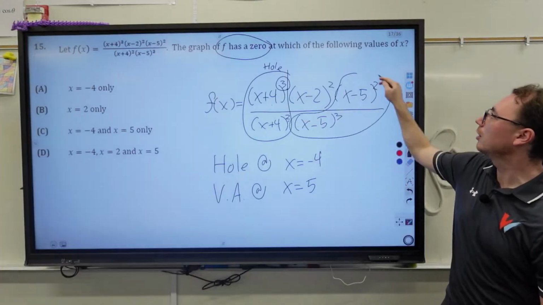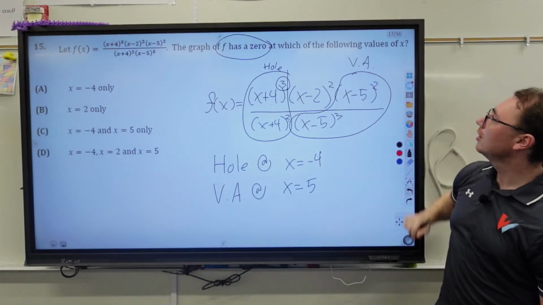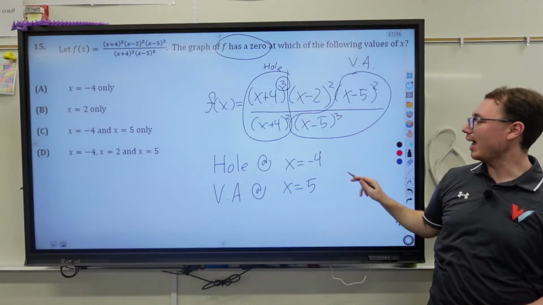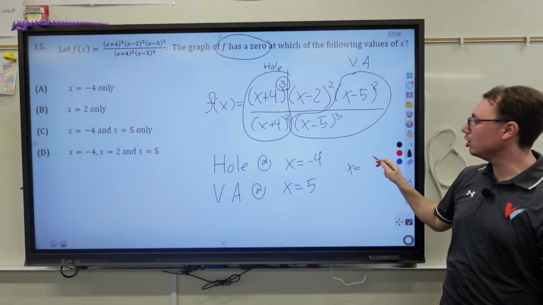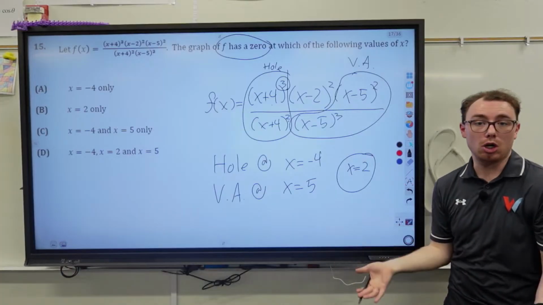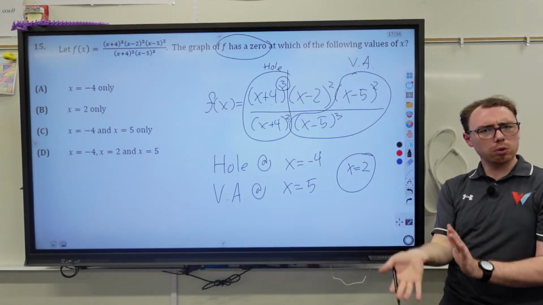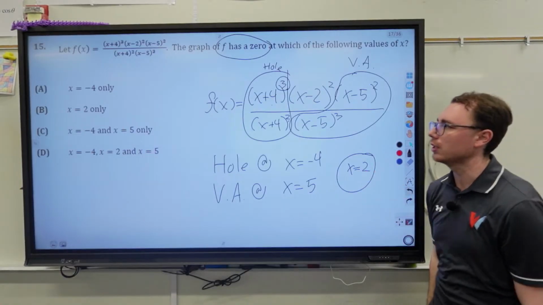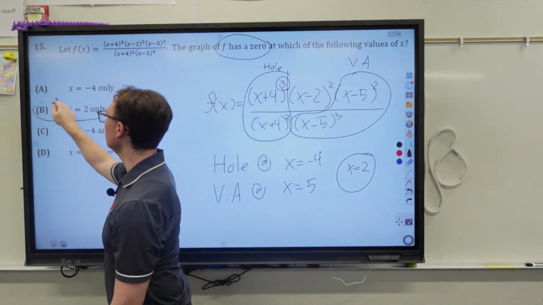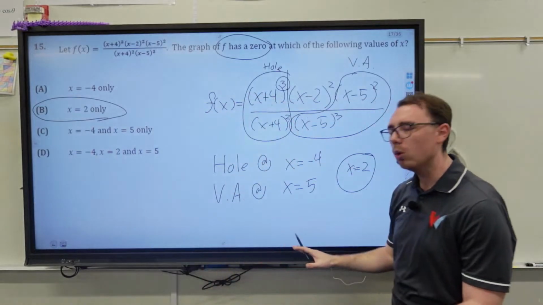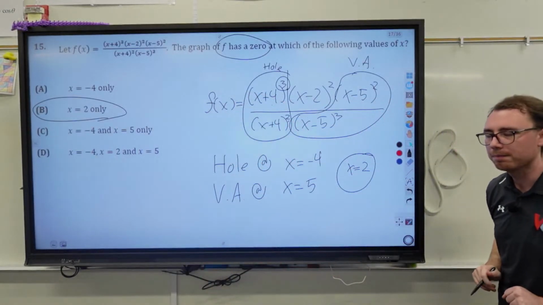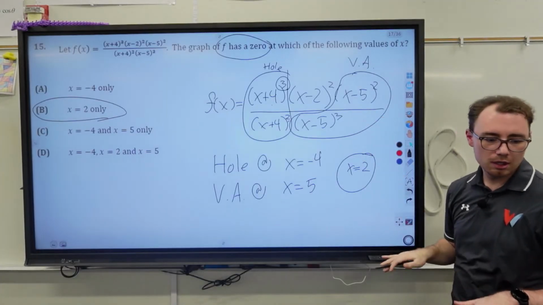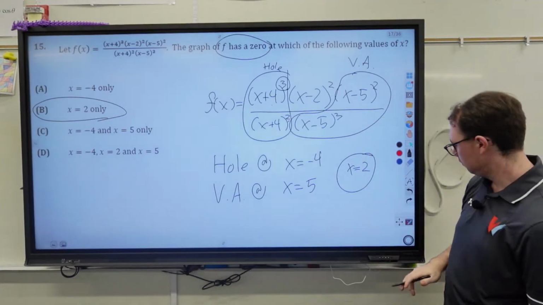This term creates a vertical asymptote, really just leaving us with this factor, where x equaling 2 creates a zero on the graph, meaning it crosses the x-axis at 2. So our answer for this case is only 2. That's the only zero on this graph. The other ones create holes or vertical asymptotes. For 15, we get B. Nice work.